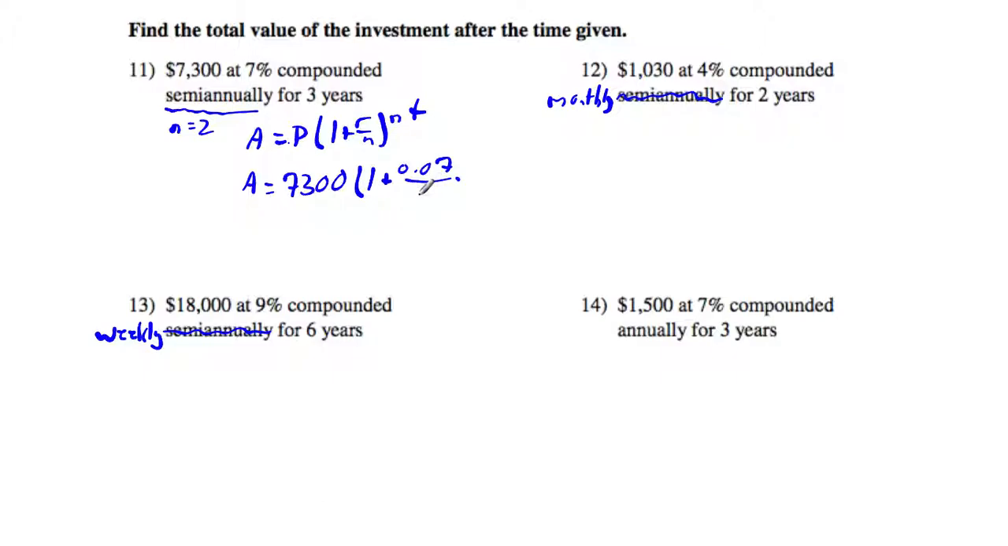Over N. N is going to be how many times we compound per year, which is 2. Raised to the N times T. Well, how long are we waiting for this? 3 years. So all you want to do now is just put this into your calculator.